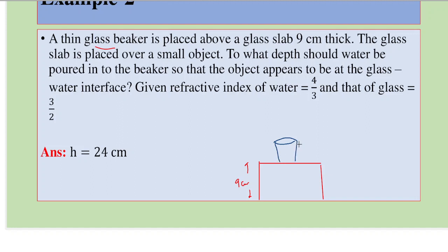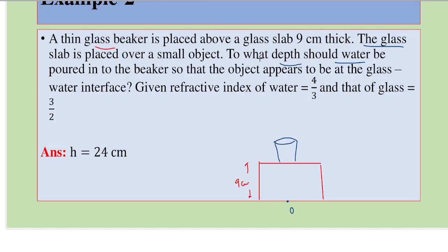This is a beaker. To what depth should water be poured into the beaker so that the object appears to be at the glass-water interface? The second statement says the glass slab is placed over a small object. If you imagine a small object, for example a coin, placed here, then since you have two different mediums, it appears to be shifted normally.